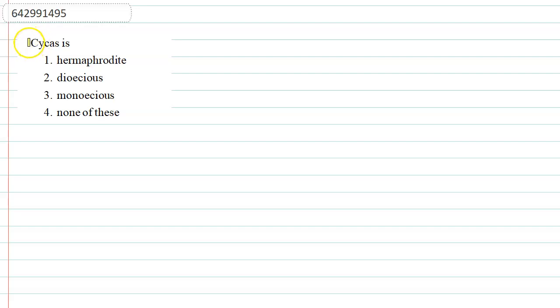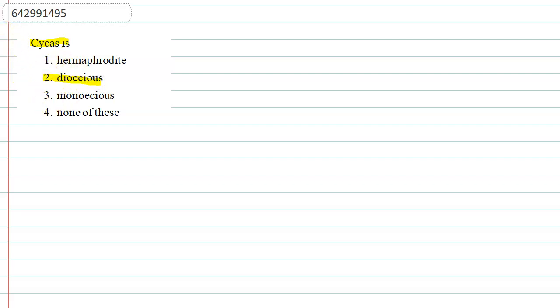The question is: Cycas is option 1 hermaphrodite, option 2 dioecious, option 3 monoecious, and option 4 none of these. The answer for this question is that Cycas is dioecious.